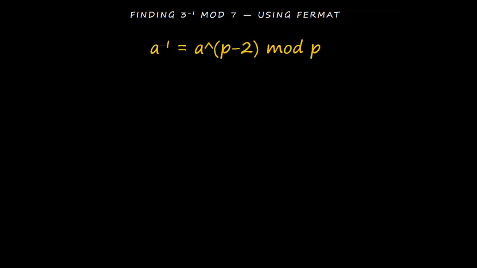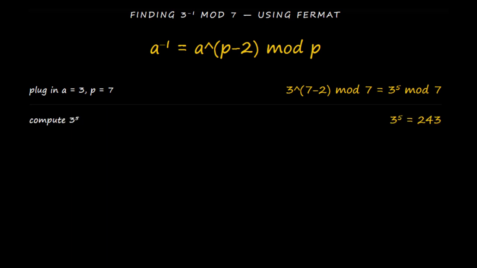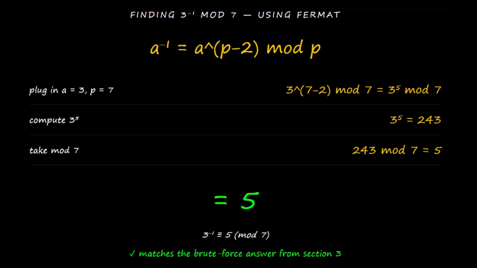Worked example using the formula. Let's check the formula against the answer we already know. a equals 3, p equals 7. 3 to the power of 5 mod 7. 3 to the 5th equals 243. 243 mod 7 equals 5. Matches the brute force answer.